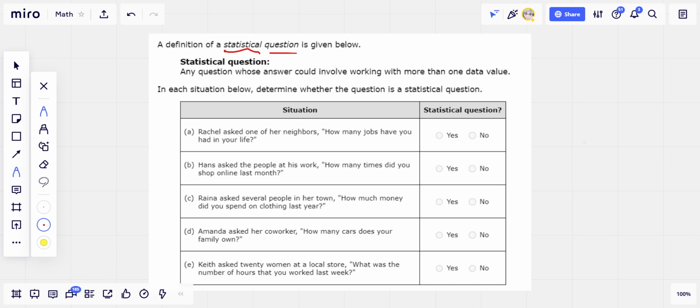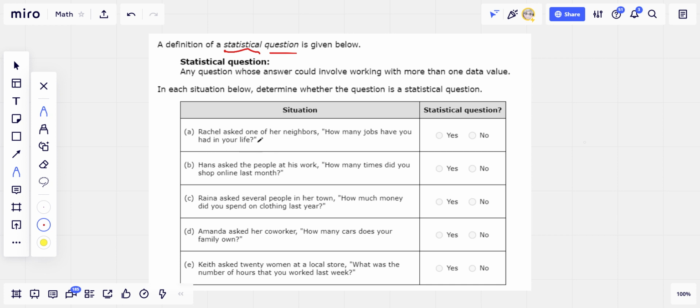So any kind of question that only gets one number, one value, is not going to be a statistical question. Questions that get lots of values, lots of answers back, they can be statistical questions. So let's look at these.